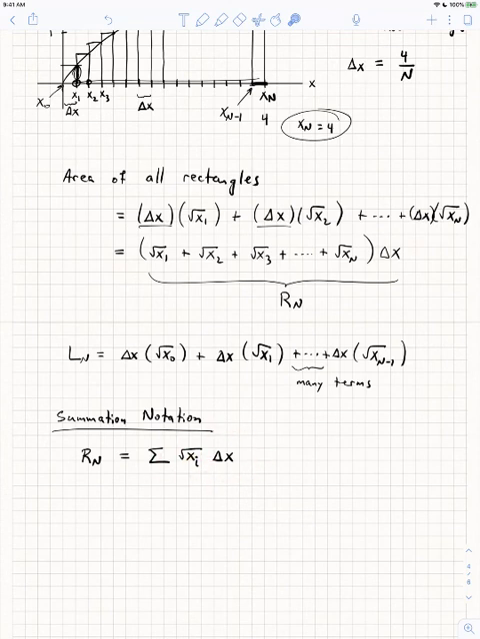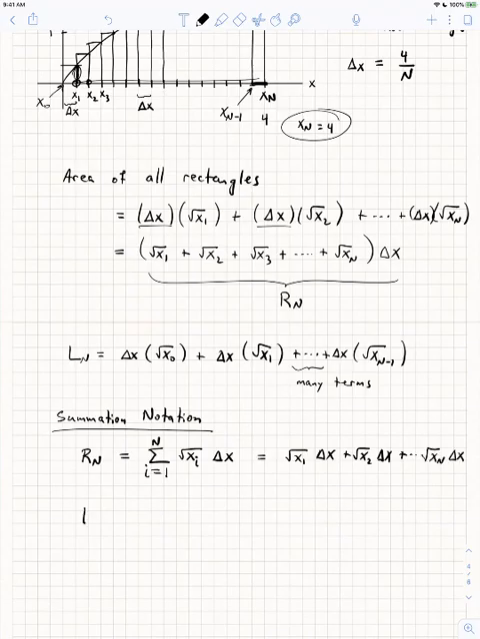Now the i's go from 1, 2, 3 up to n. And the way we denote that is we say i equals 1 up to n. So whenever you see this, you read it as the square root of x1 times delta x plus the square root of x2 times delta x, and you keep going until you get to the top index, which is n, and so then you have the square root of xn delta x.